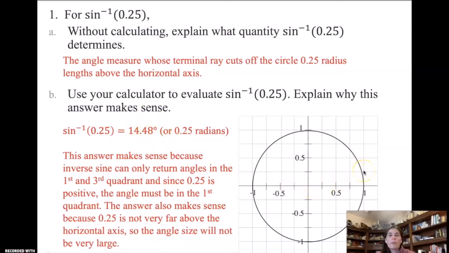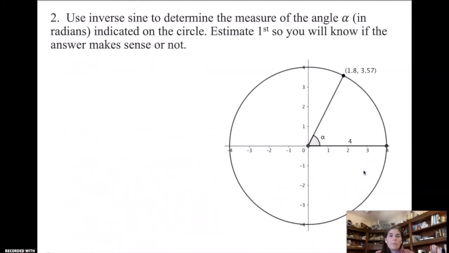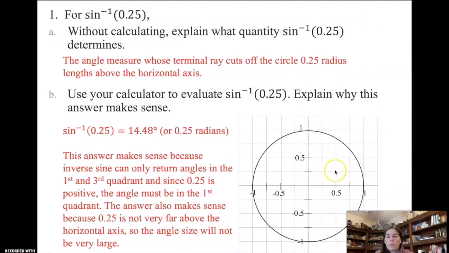But if I want to think about what that second angle might be, I would need to be aware that I can always find the second angle by doing 180 degrees minus the 14.48. And again, what we're doing is using reference angles with the symmetry of the circle. Let's take a look at that.